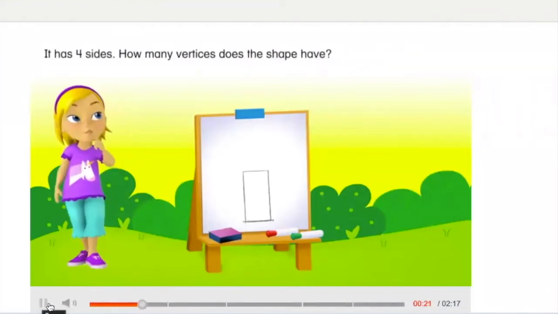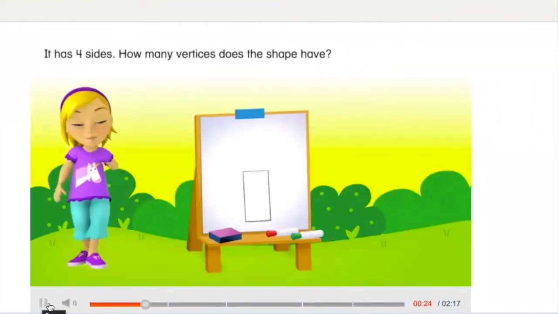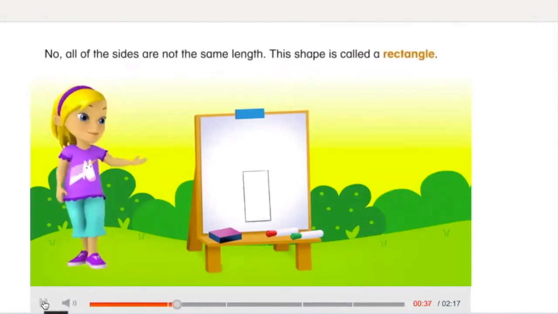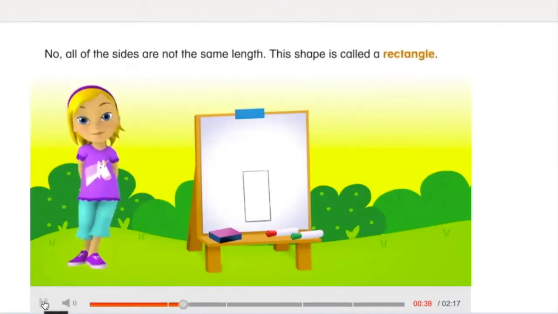It has four sides. How many vertices does the shape have? 4 vertices. Are all of the sides the same length? Think about it. We just talked about it. No, all of the sides are not the same length. This shape is called a rectangle.